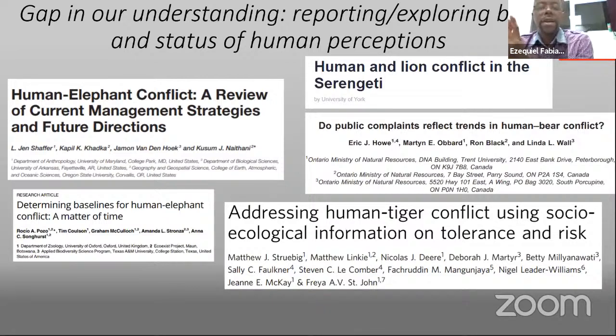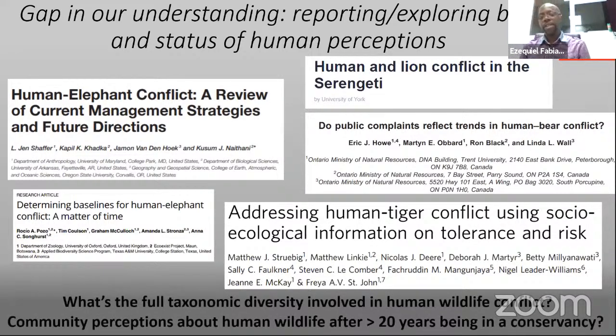So in this slide, basically what we felt is that quite often there is a high focus on particular species when we talk about human-wildlife conflict. For example, there's a high focus on elephants and lions and leopards and tigers. But many times, these are just some of the species that are involved in human-wildlife interactions. So then we had two main questions that drove us to conduct our study.